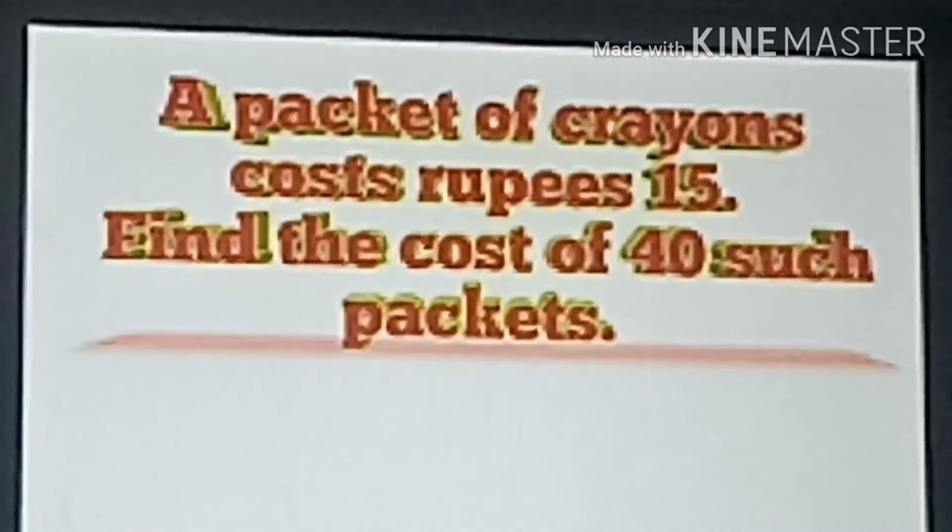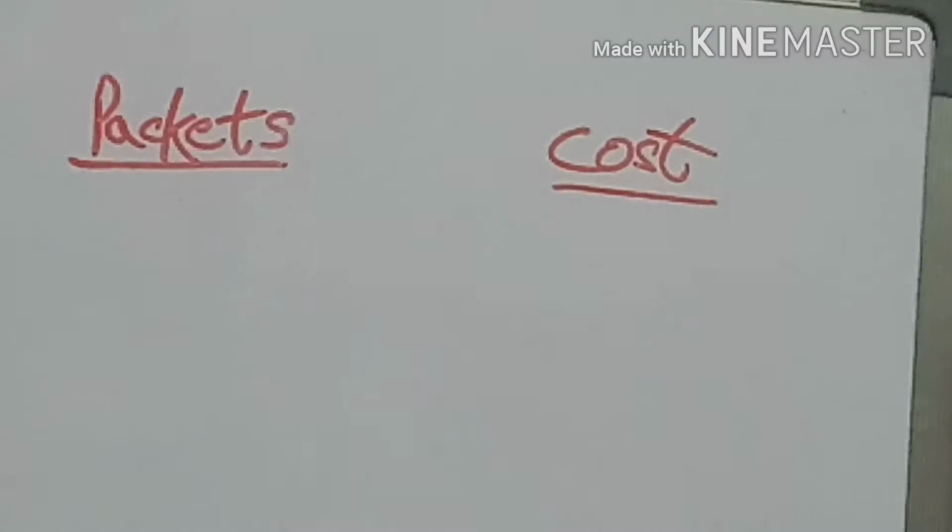Now I will tell you a small trick on how we will identify in a given problem whether to multiply or whether to divide for the solution. Now, as we have understood, there are two aspects in this problem: packets of crayons and the cost. Now I will show you how that particular trick will be written.